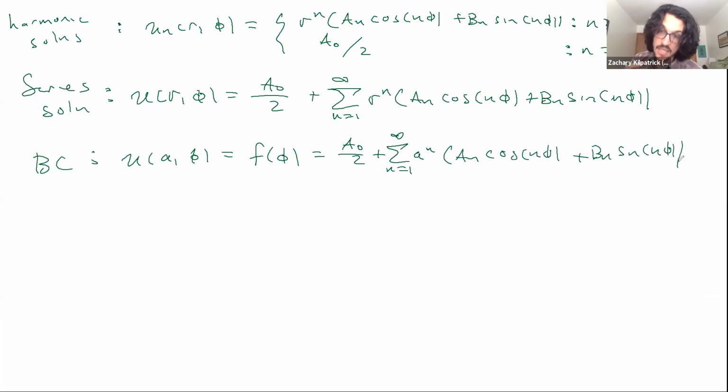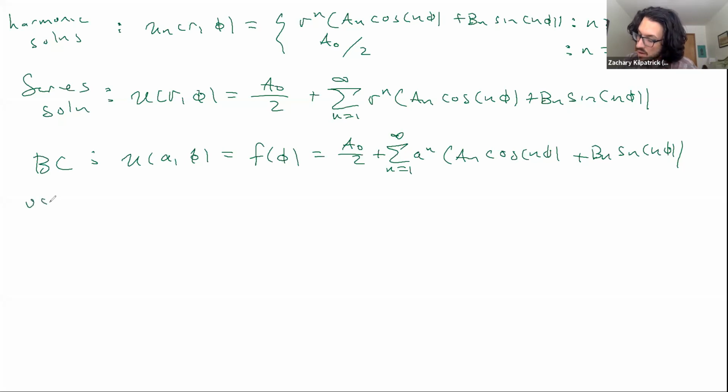Okay. So what do we do? How do we get the coefficients? We need to exploit orthogonality of our eigenfunctions, right? We have an infinite series. The only thing that's happened now is that we had this a to the n term out in front, but that's okay. That's just going to show up in our coefficient equations.